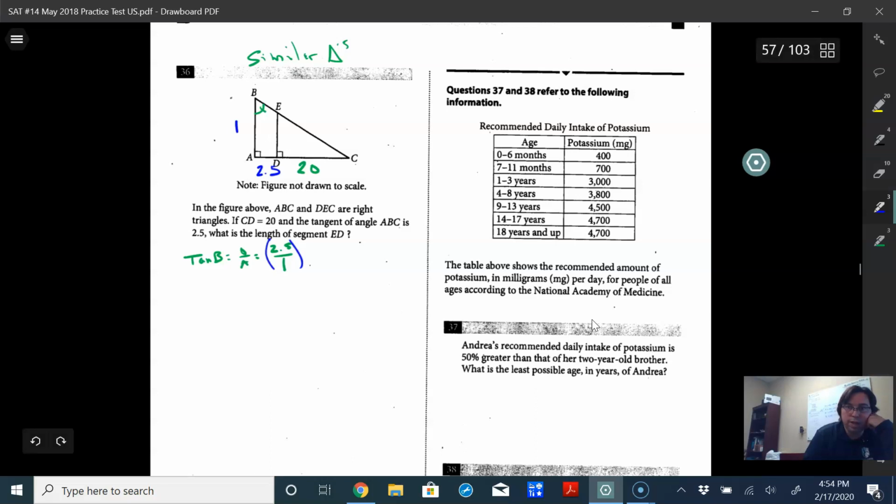So within that, we can label our legs. We can say this is leg 1, and AC is leg 1. And then BA can be leg 2, and ED can be leg 2. So with the ratios that we have, we know this is 20, DC, right? So we can say that DC over ED is going to be equivalent to AC, the whole thing, over BA.